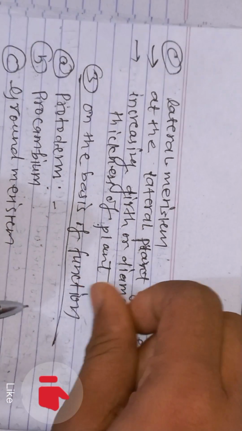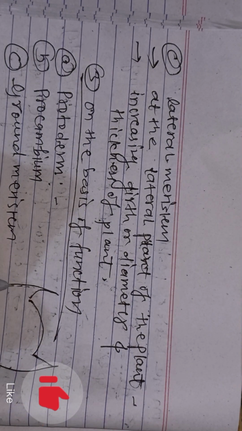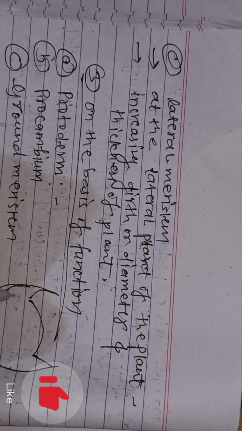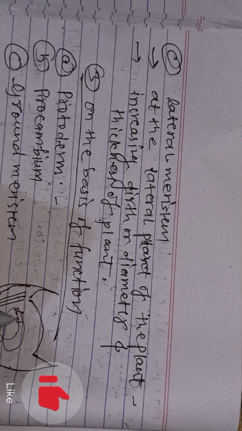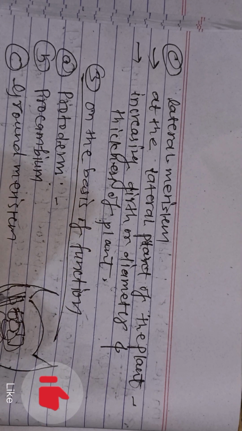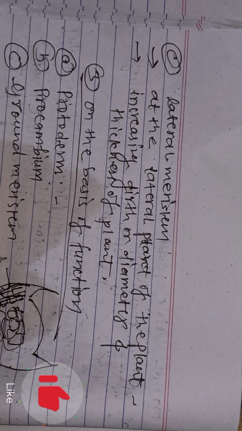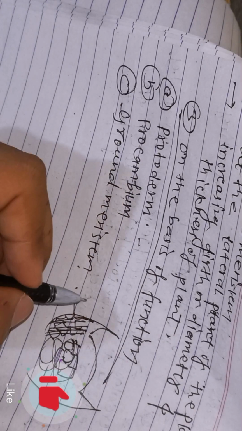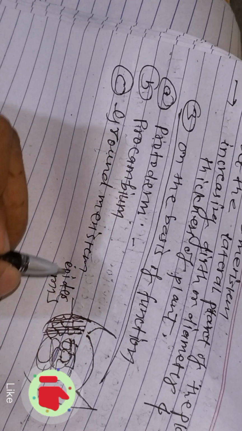Let's see in the figure. This is the outermost cells, and here we can see the vascular bundles, and this all is ground substance. Here are small thin walled cells and here are elongated cells, and this outermost cell is called protoderm. They form epidermis.